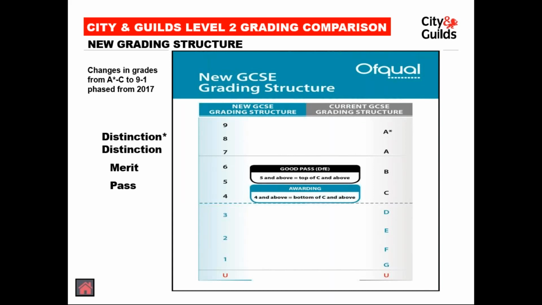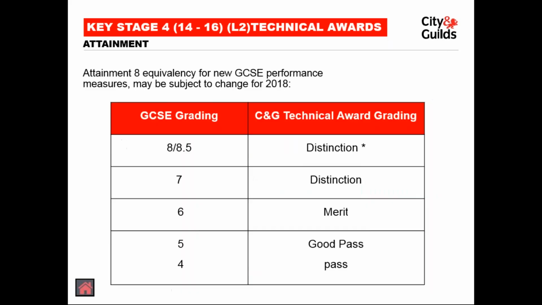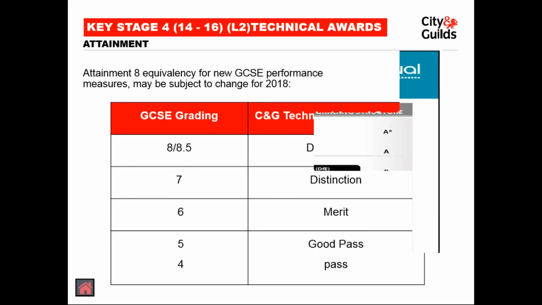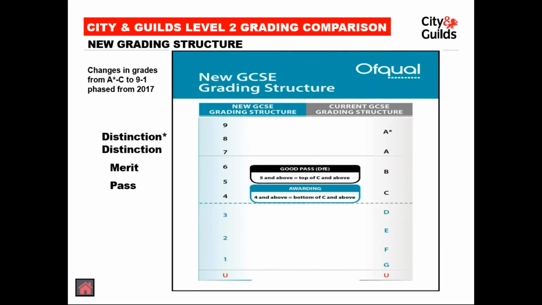I've just put a visual really to align the grade to the new GCSE grading structure, where before we had grades A star to U, and the new GCSE grading criteria is 1 to 8. Next year it will be 9 to 1. And our grades align where we have distinction, distinction star, merit and pass.